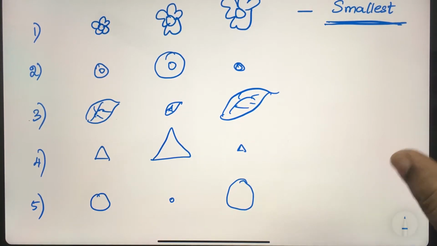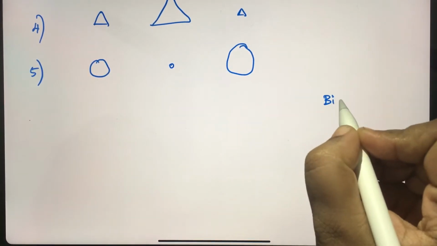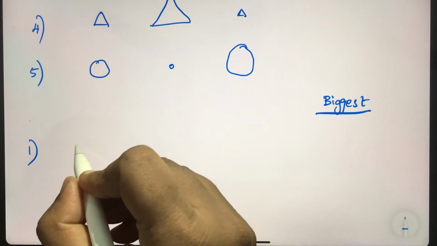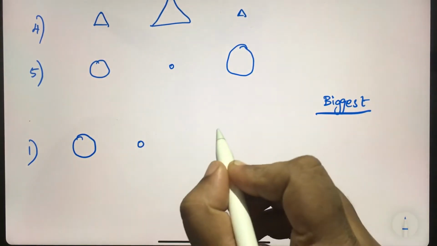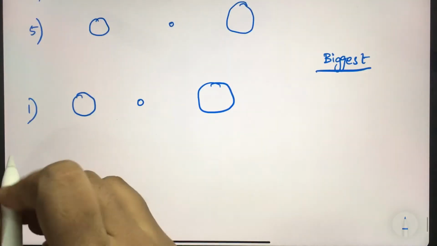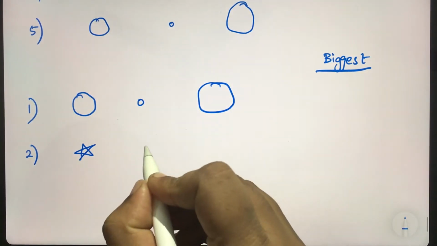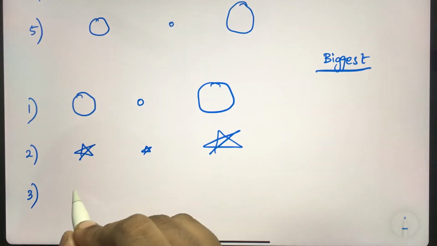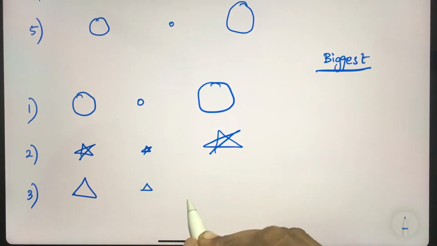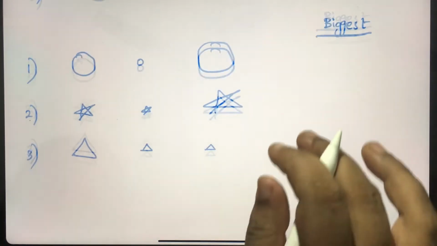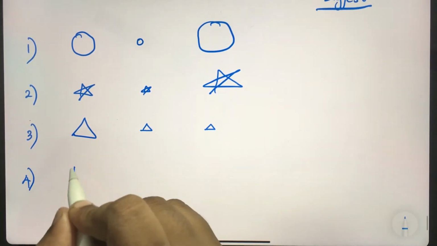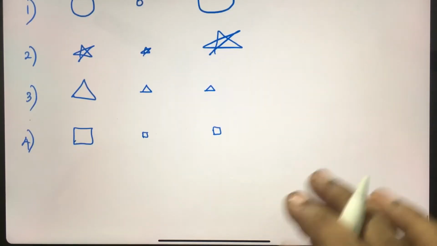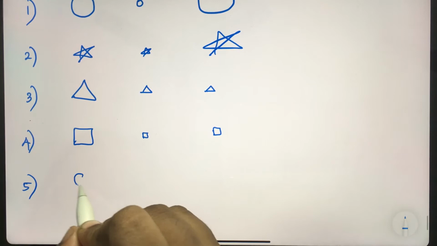So this is the small object. Now coming to the biggest one. The same thing, you can draw a circle, a small circle and a big circle. You can ask your kid to identify it. Stars, a small star and a big star. A triangle, a smaller one and a very small one. A square, a small one and a big one. A heart shape.